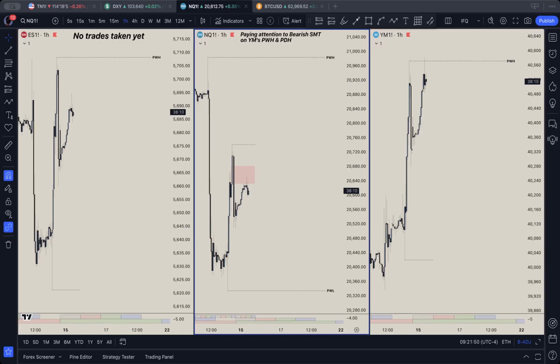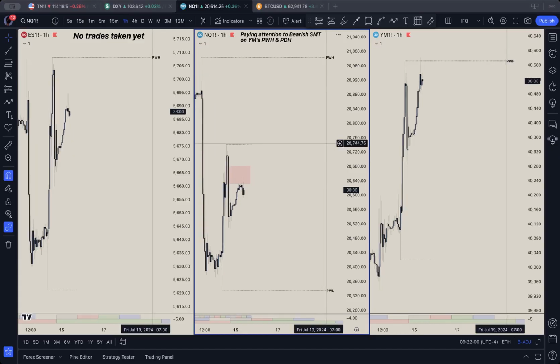Sorry, what did Heisenberg say here? Yeah, Heisenberg, we have to wait for both. We have to wait for confirmation. That's why I'm not jumping into a trade right now.